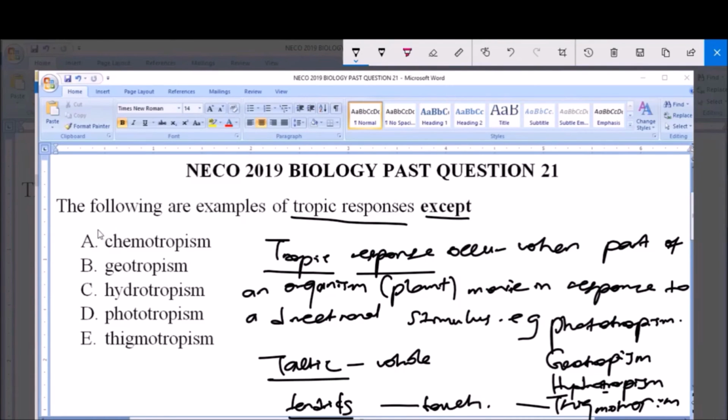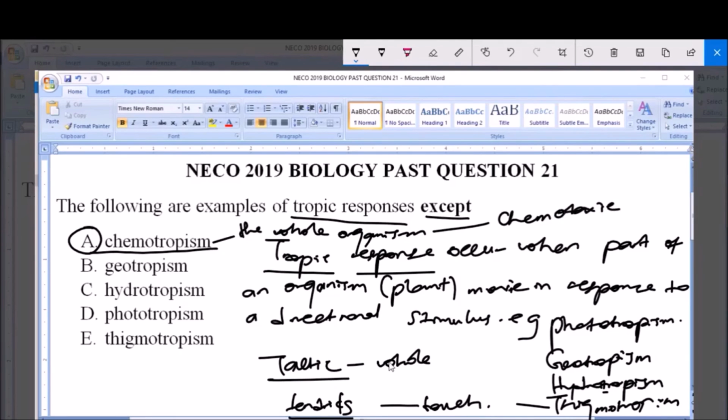Now option A here says chemotropism. Now parts of plants do not respond to chemicals. In terms of chemical response, the whole organism responds to chemicals, and we call that chemotaxis. Chemotaxis is a tactic response, because whenever there's a chemical response, the whole organism responds to this chemical, and that is chemotaxis. So there is nothing like chemotropism, and so therefore chemotropism is the answer to this question, because it is not a tropic response.